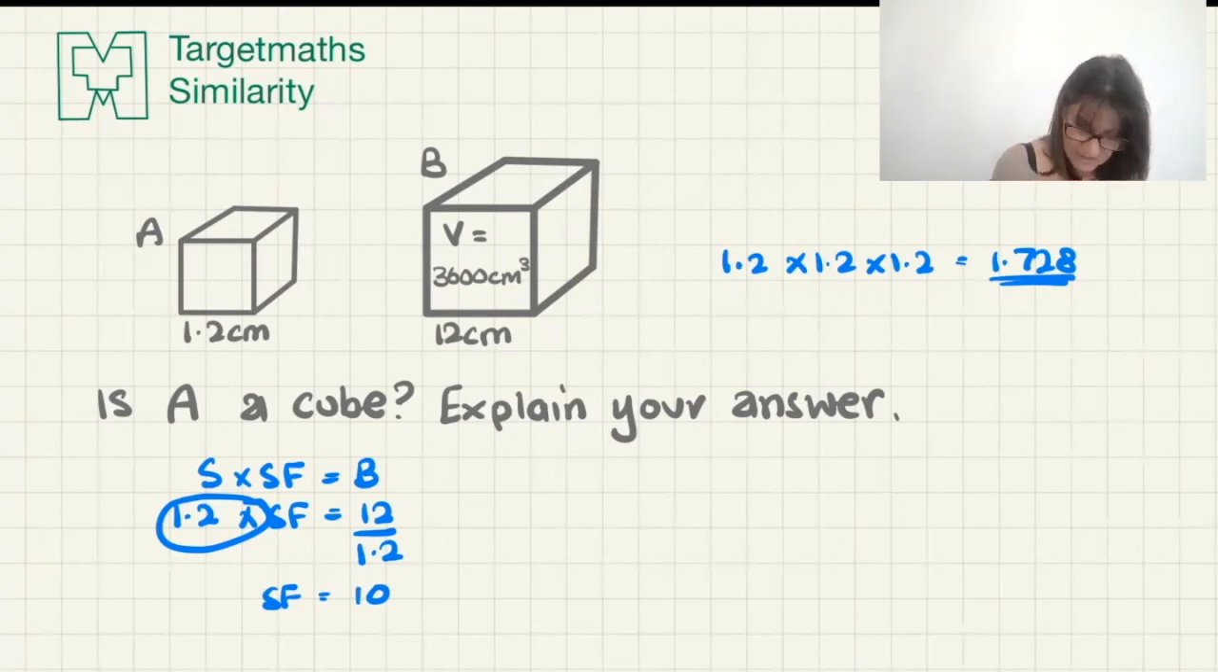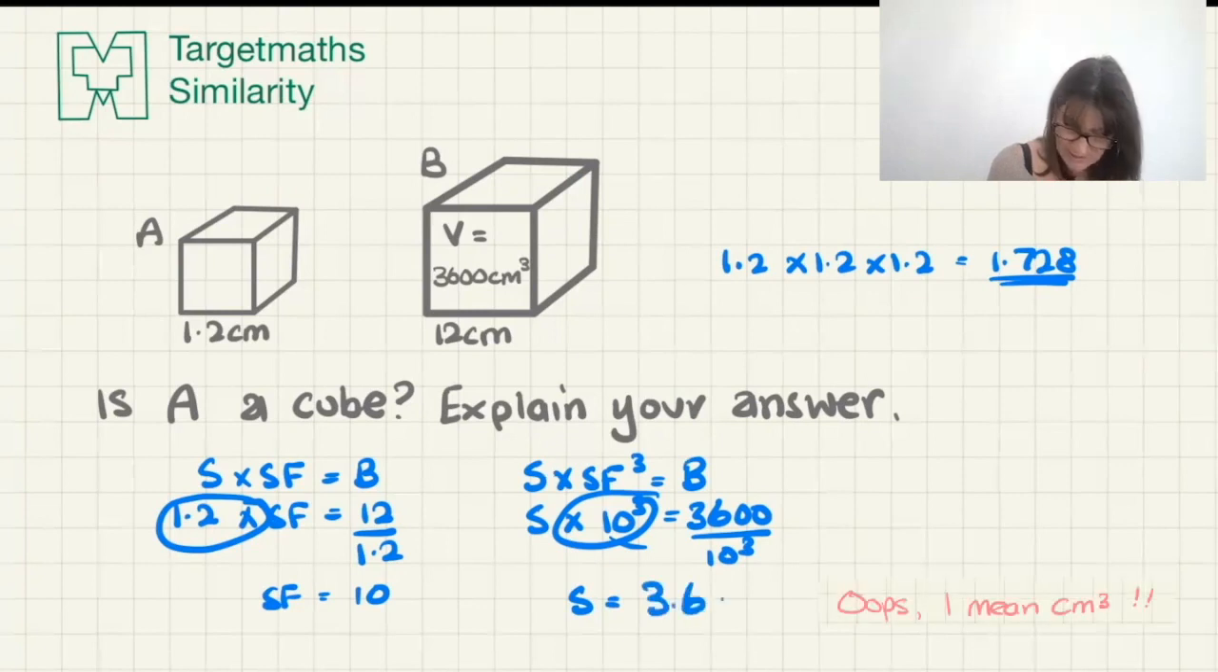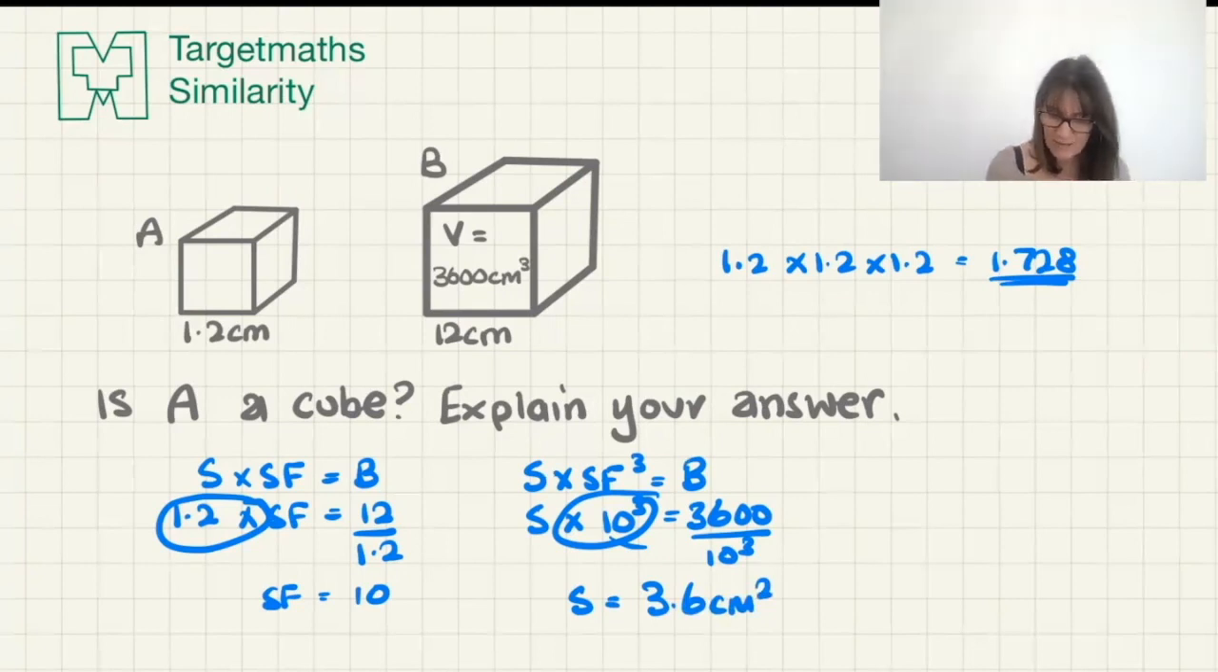I then look at, obviously, the next step with the volume. So I've got my small times scale factor cubed equaling big. I don't know the small. I'm timesing it through by 10 cubed, and that's going to equal 3,600. I'm going to obviously divide through by 10 cubed, and the volume of the small comes out at 3.6 centimeters squared. So the answer that I'm getting when I'm using similarity to help me solve this problem is that the volume is this.